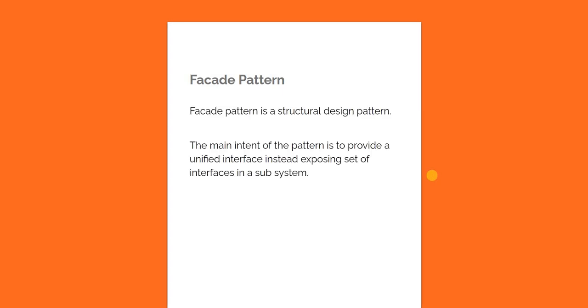Facade Design Pattern is also one of the Gang of 4 design patterns. Facade pattern is also one of the structural design patterns. The main intent of this pattern is to provide a unified interface instead of exposing a set of interfaces from a subsystem. Now when we get into the details, it will be a little bit more clear what it means.